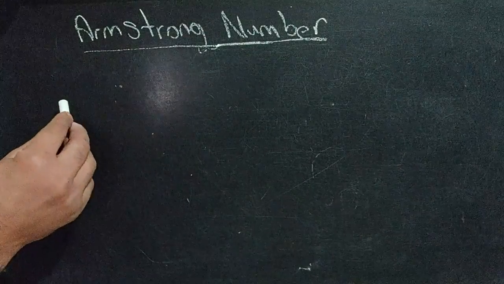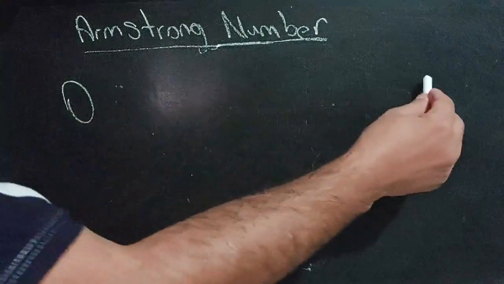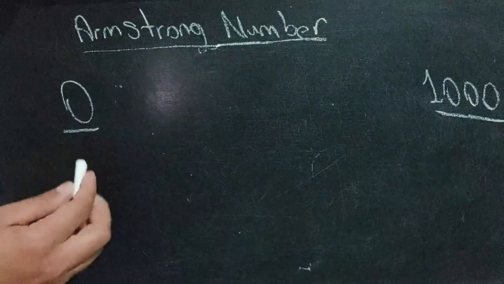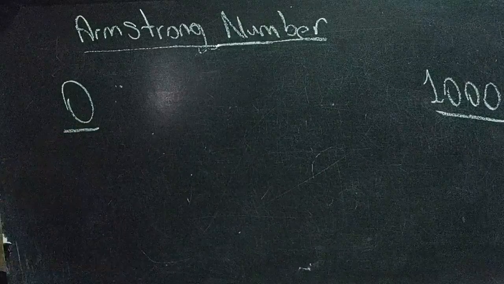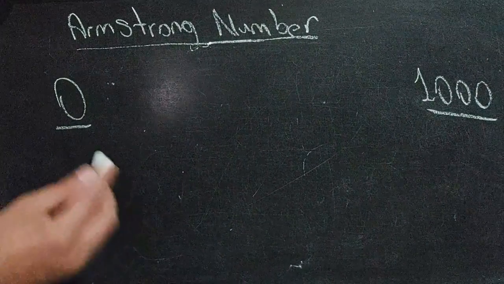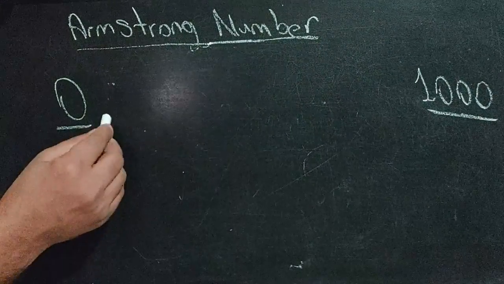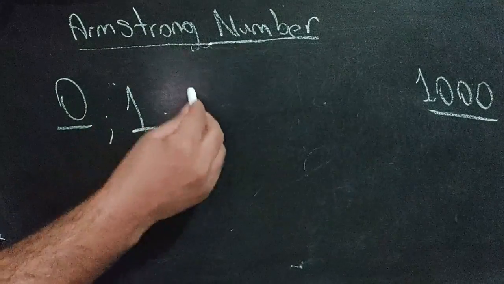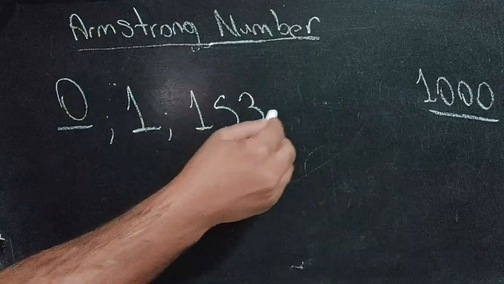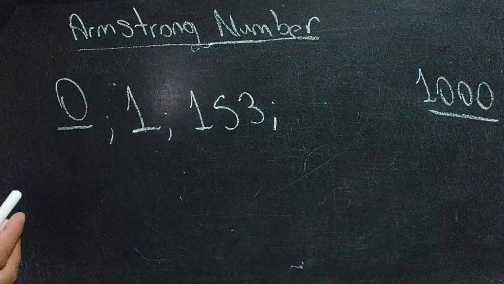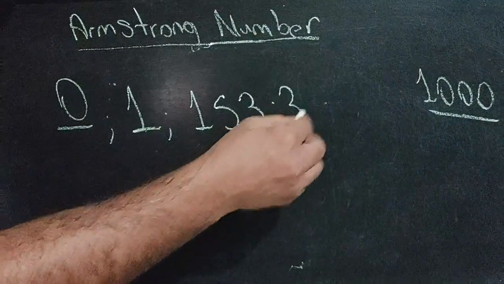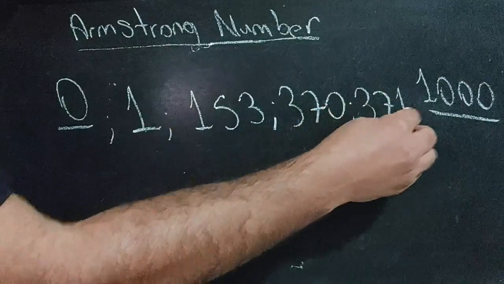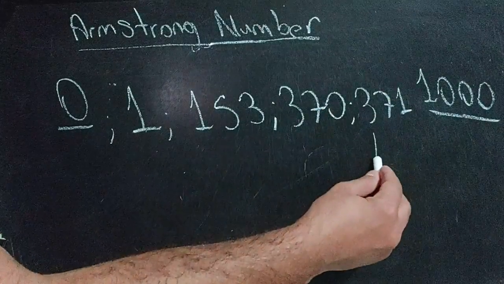So from 0 to 1000 we have just 6 Armstrong numbers. These are 0, 1, 153, 370, 371, and 407.